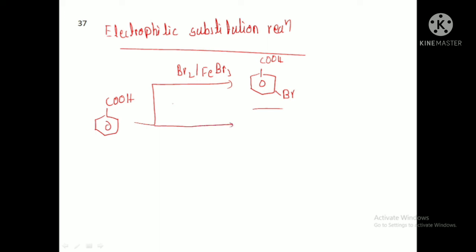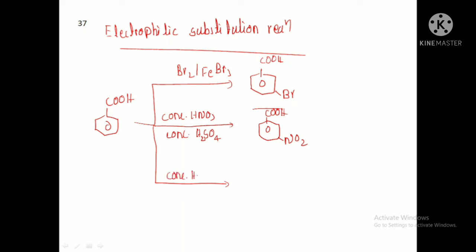Next, the nitration of benzoic acid. Nitration means you will treat it with concentrated HNO3 and concentrated H2SO4. This is a nitrating mixture. On treating benzoic acid with concentrated H2SO4 and concentrated HNO3, you will get meta-nitrobenzoic acid. On sulfonation, that is treatment with concentrated H2SO4, you will get meta-sulfobenzoic acid, with COOH and SO3H. Meta-sulfobenzoic acid will be obtained.